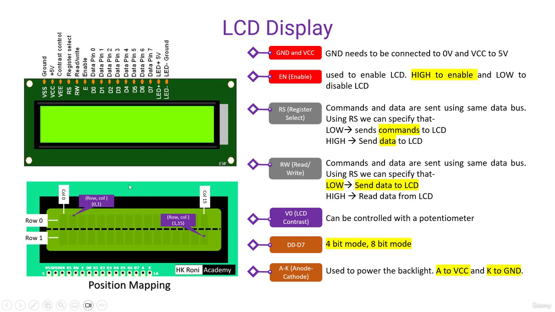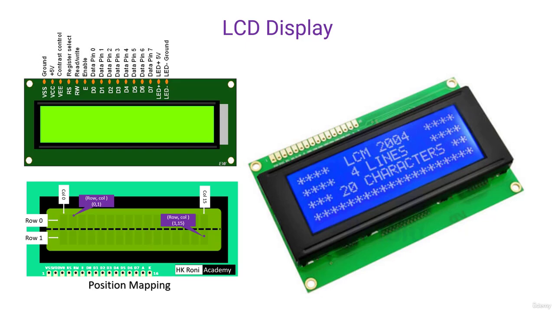In the screen, you can see a 16 by 2 LCD. 16 means there will be 16 columns and 2 means there will be 2 rows. There are also other types of LCD like 20 by 4.